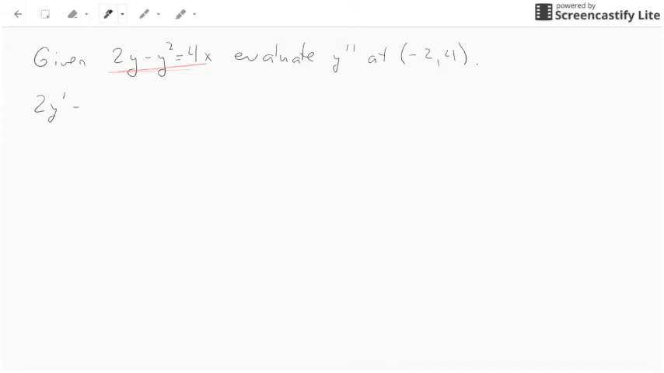Minus the derivative of y squared will be 2y. And now I need to multiply by the derivative of the interior function, just like I did before, but I don't know what it is, so I put a y prime there. And on the right-hand side, this is simply going to be equal to 4.